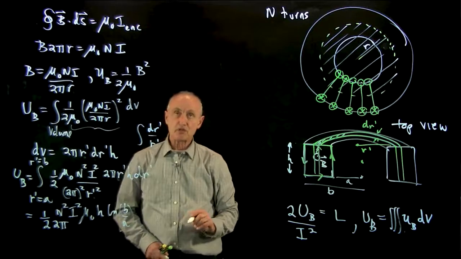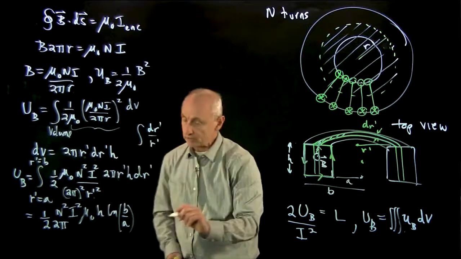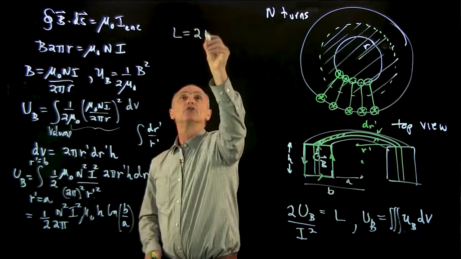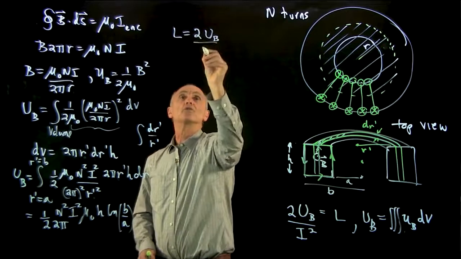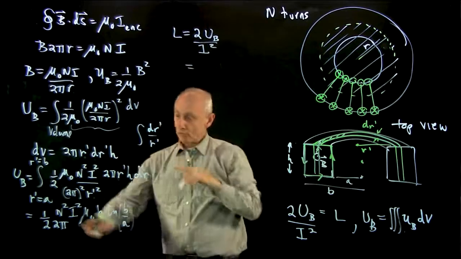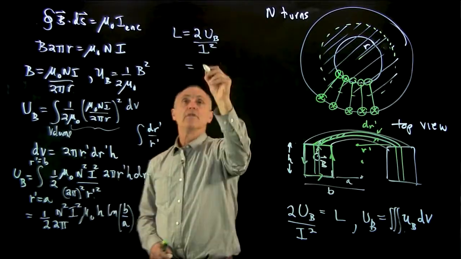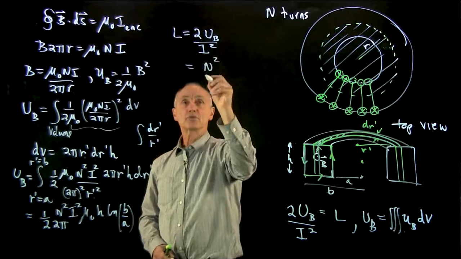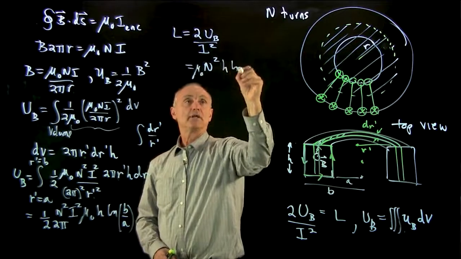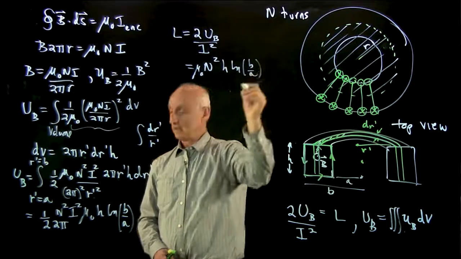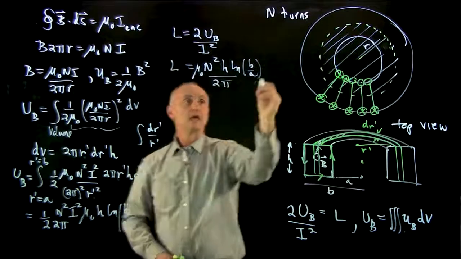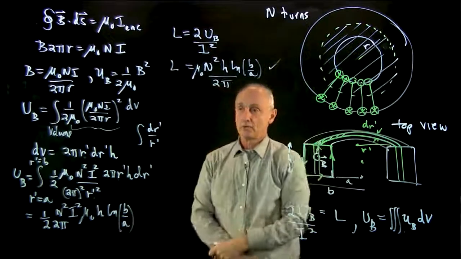And now I'm in position to calculate the self-induction. So we'll write it up here. The self-induction is 2 times the energy stored over I squared. And so when we multiply this by a 2 and divide by I squared, I get n squared mu naught h natural log of b over a divided by 2 pi. And that should agree with our previous calculation.